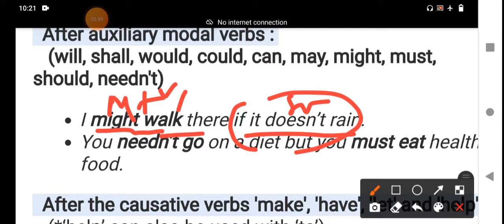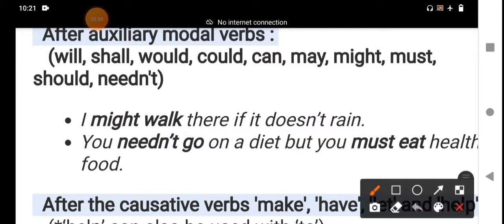"I might to walk" is wrong. I might walk there if it does not rain. That is the sentence structure using the bare infinitive. And then one more example is there here. That one is, you needn't. It is a negative sentence.